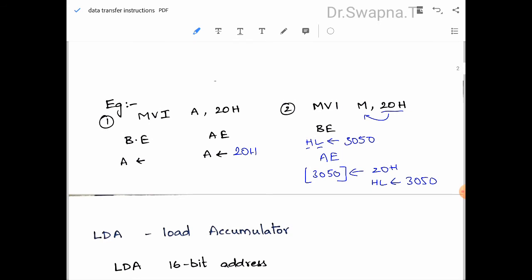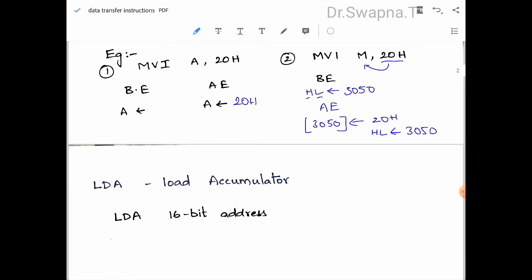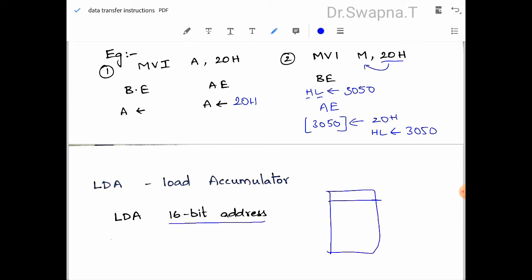Next, load accumulator. Load accumulator with a 16-bit address. Now here the contents of the memory location are specified by a 16-bit address. Assume this is the memory, and you know that in 8085 the address is 16-bit, so the address range is 0000 to 4F.